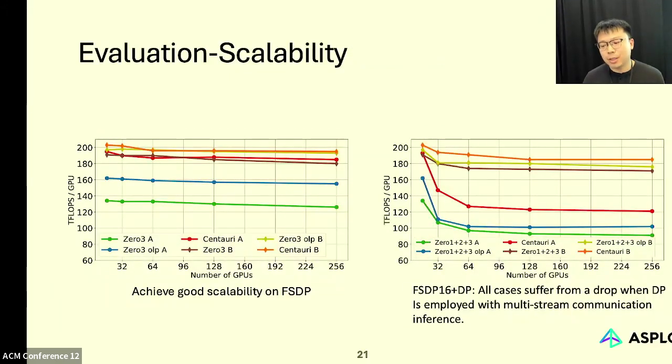Finally, we also test the scalability separately on clusters A and B, and under the FSDP and combined task of FSDP plus DP, we both achieve good scalability. And you can see when DP is employed with multi-stream communication, all cases suffer from a performance drop. In general, our acceleration effect is more noticeable on cluster A, where the bandwidth between nodes is lower than cluster B. Okay, thank you.